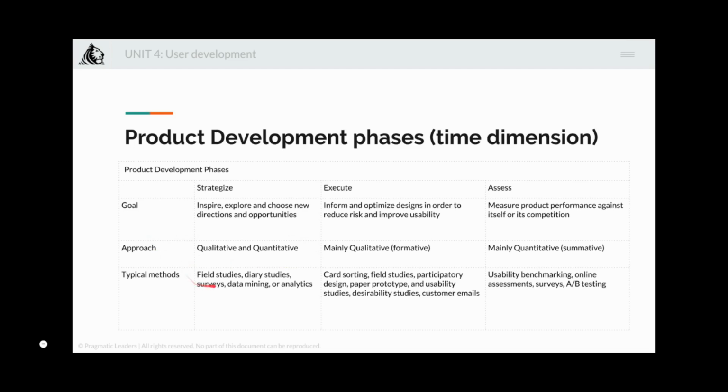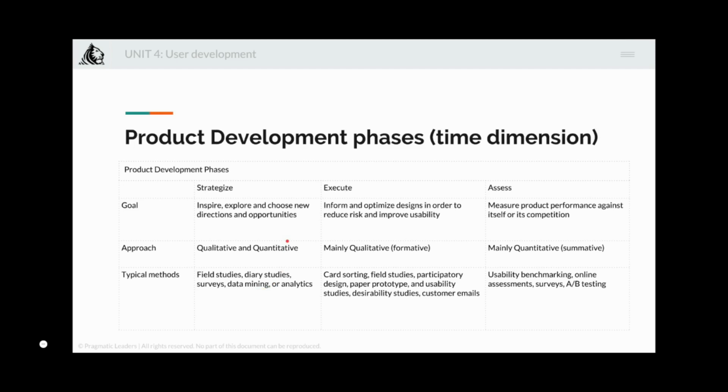So you'll do field studies, you'll do diary studies, you'll do surveys, data mining, analytics. You'll do everything that you can get hands on. Okay. Finally, after doing all this research, you will reach a point of go no go decision point. Remember the stage gate, right?